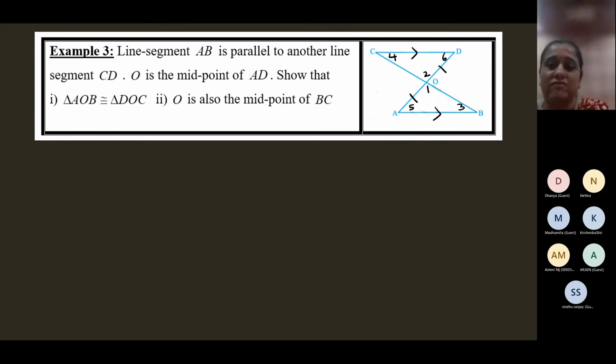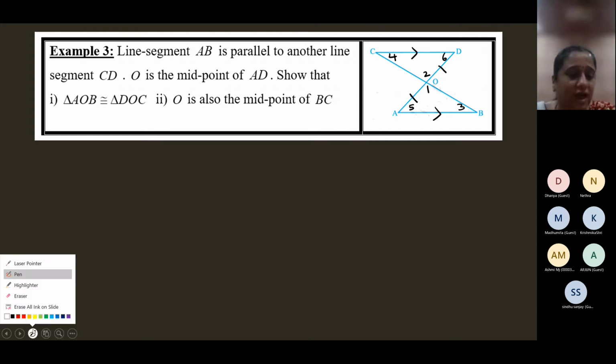Okay, so this is all we have. Now you cannot write AB is equal to CD. You cannot write AB of the first triangle is equal to CD of the second triangle. You cannot write that. It's not given. Nor can you justify that. So this is all you have.